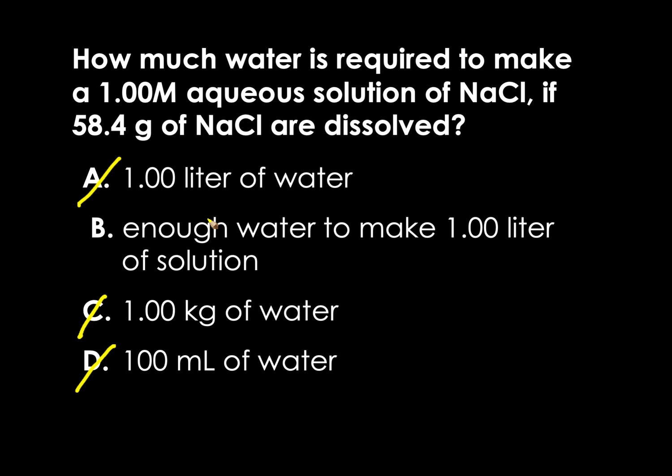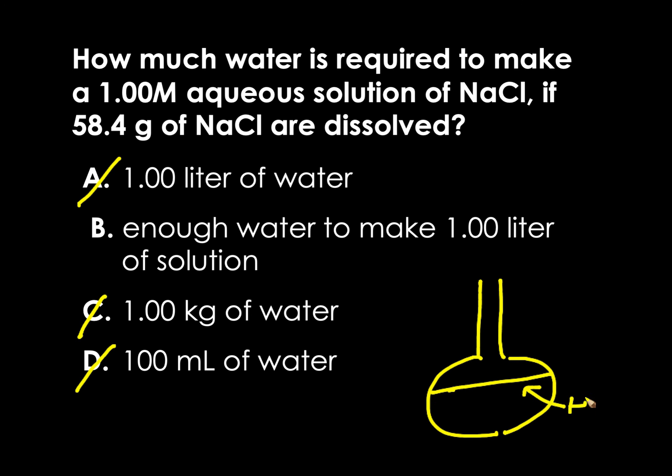The only one that makes sense here, because we're going to have our solute. Now, obviously, this is not going to be drawn to scale. So in our volumetric flask here, we'll say we have water up to here. Then I put in NaCl. Now, I'm already filled up to here. I only need to get to here.